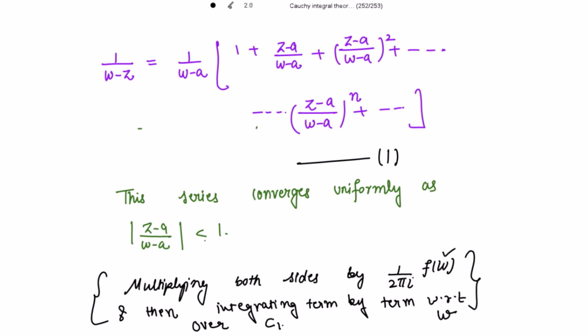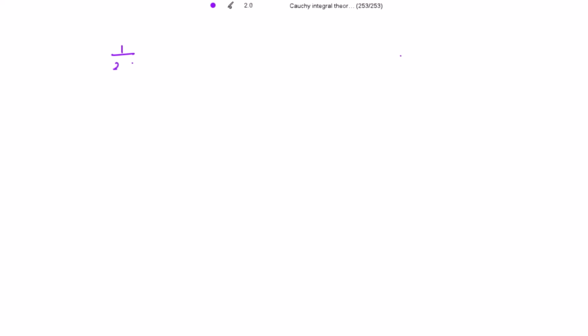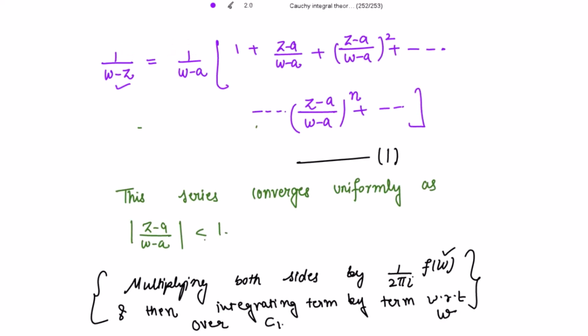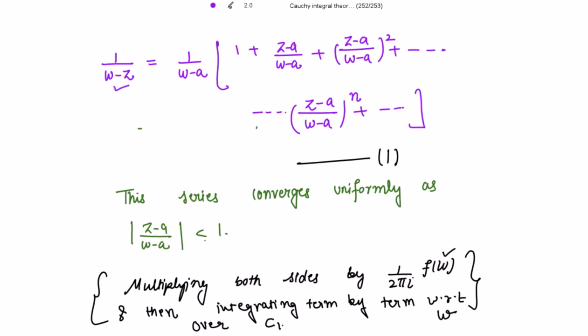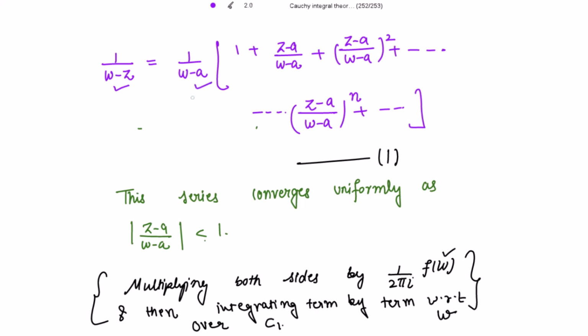Yes? Okay. So let's multiply 1 divided by 2 pi iota into f of w on the left hand side, and we are having here w minus z, also integrating over the circle C1 with respect to w. So we have to do this on the right hand side also. So here I am having 1 divided by 2 pi iota f of w, integration with respect to dw over the circle C1, and here I am having w minus a when multiplied with 1.